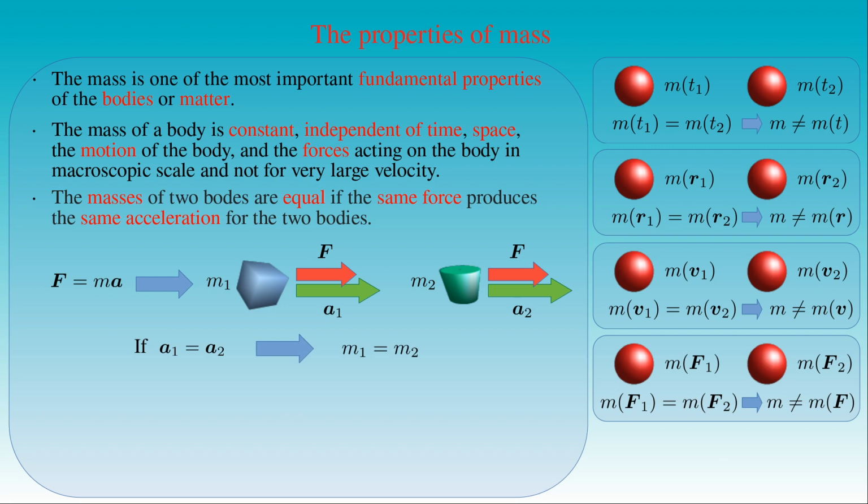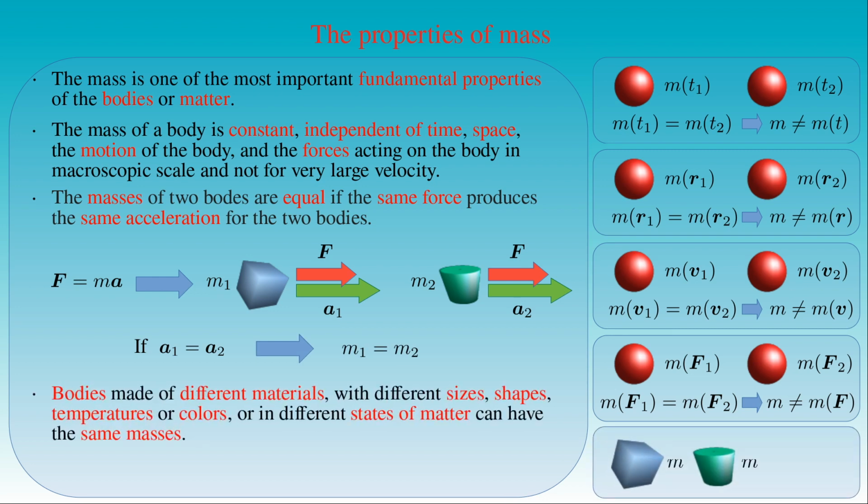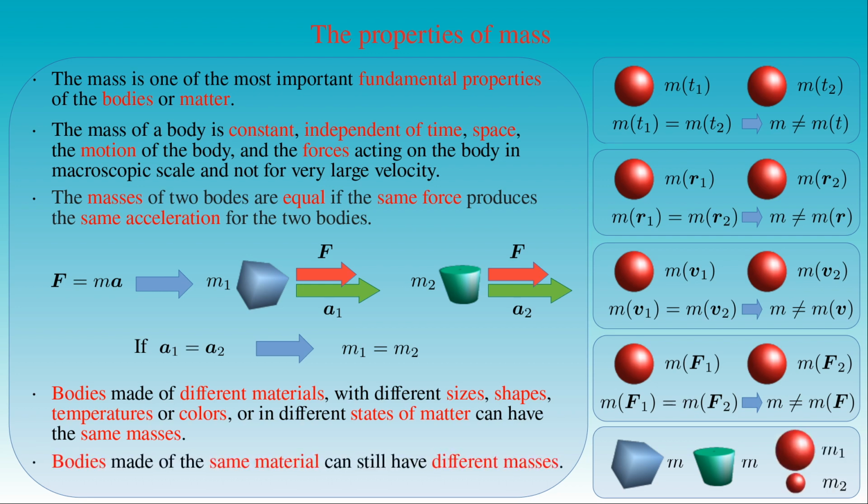We can also demonstrate that bodies made of different materials, with different sizes, shapes, temperatures or colors, or bodies in different states of matter can have the same masses. At the same time, bodies made of the same material can still have different masses.